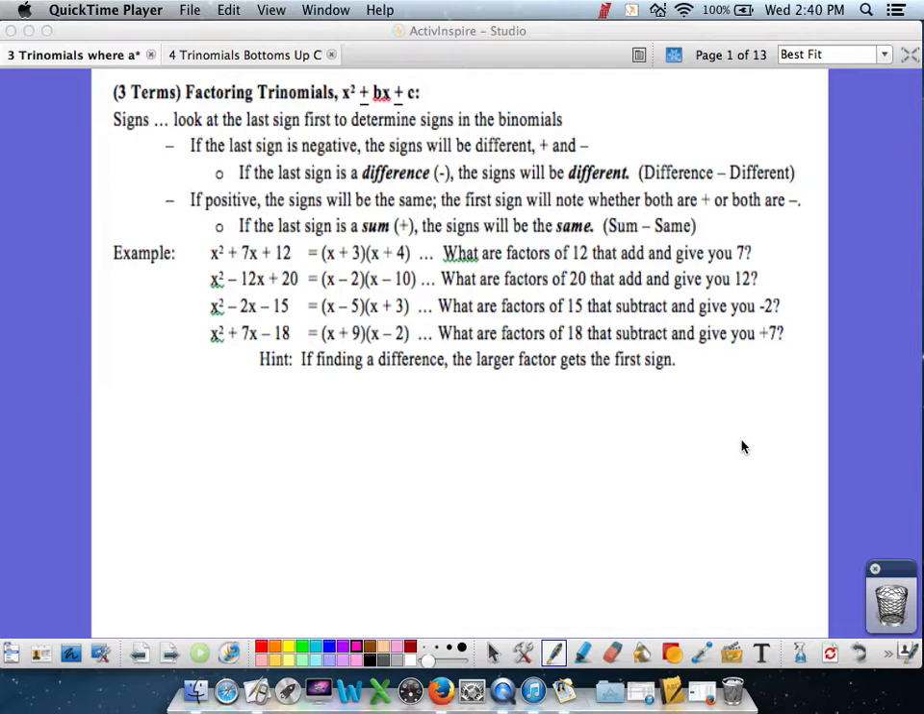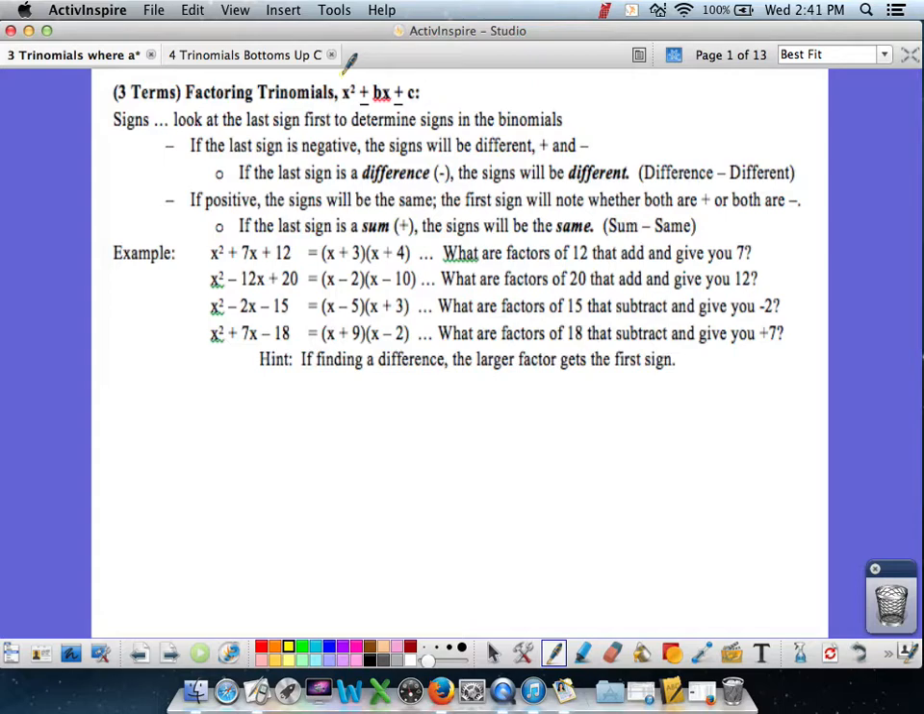Spend a lot of time reading over the rules here. You've had trinomials before, factoring trinomials. Just a very quick overview here. If you have trinomials where a is 1, in other words, where the coefficient for the x squared is 1, this is a quick, easy way to factor.